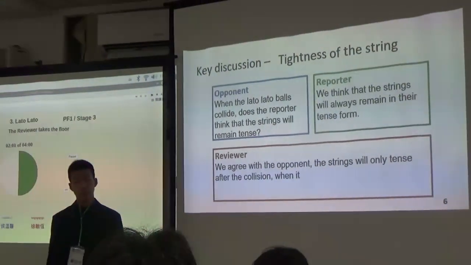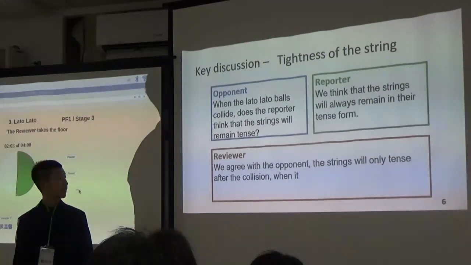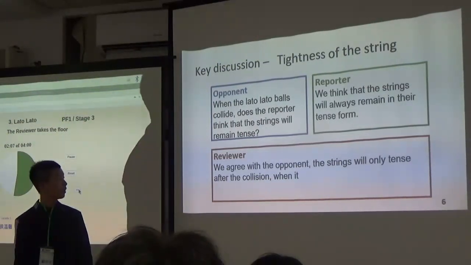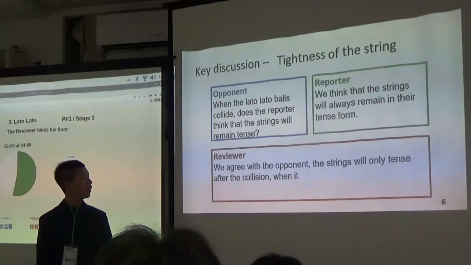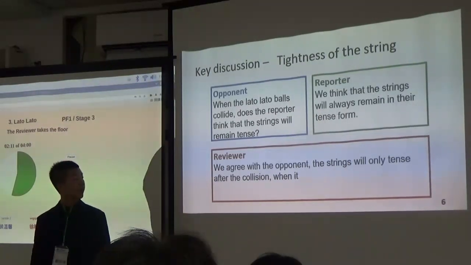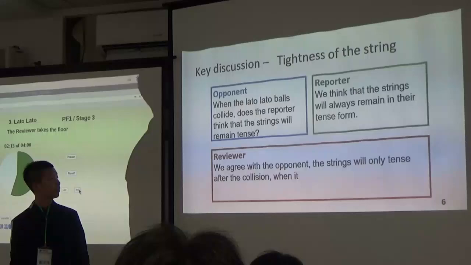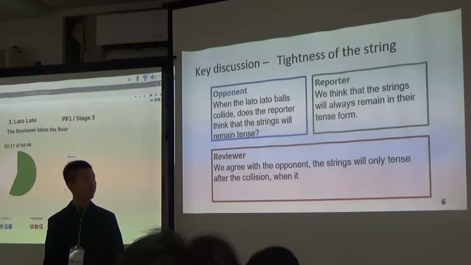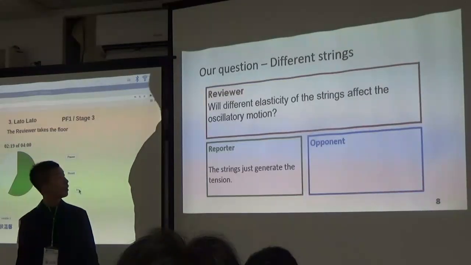The opponent wants to know if the string length will remain the same, and the reporter thinks it will also remain the same. The reviewer agrees with the opponent, but suggests the reporter use a tracker to track the length of the string to really make sure it remains the same.